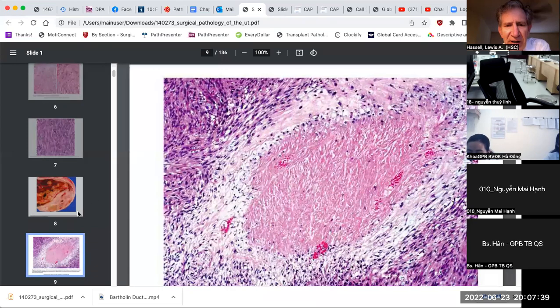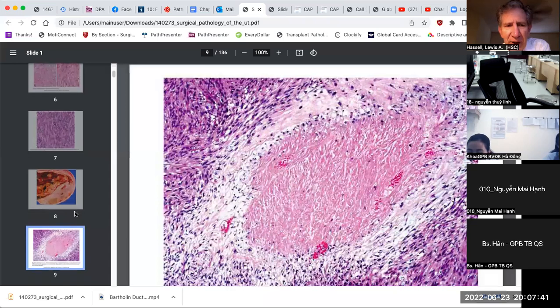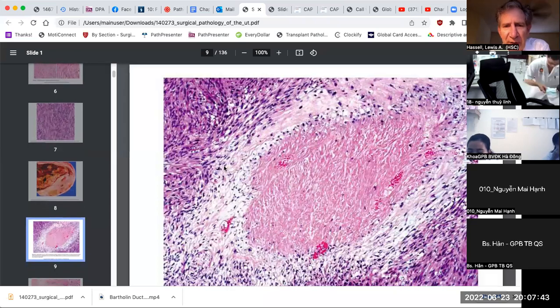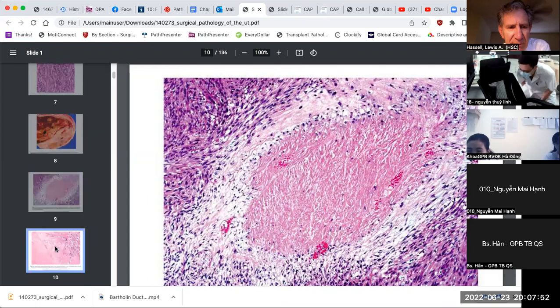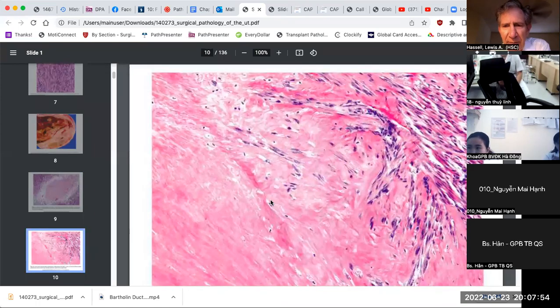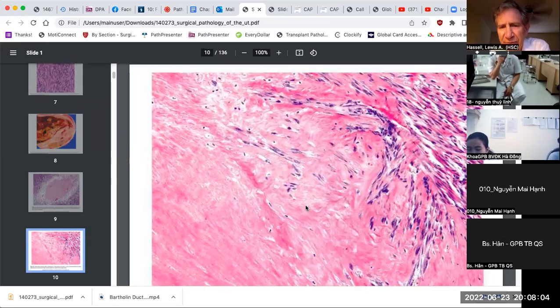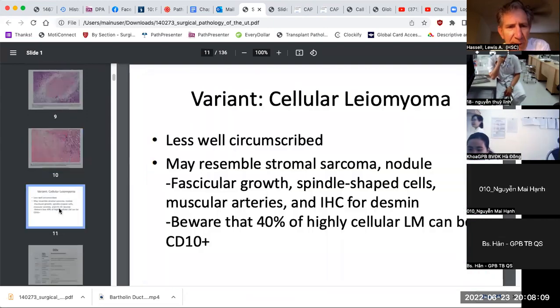So that's the finding that can be a little bit disconcerting, because sometimes you'll get mitoses in this granulation tissue zone. And here's another more matured example where the necrosis has become quite hyalinized or fibrotic. And this is, again, a feature of benign leiomyomas.